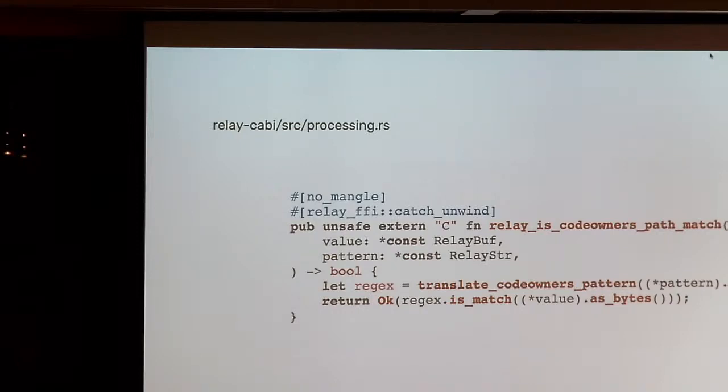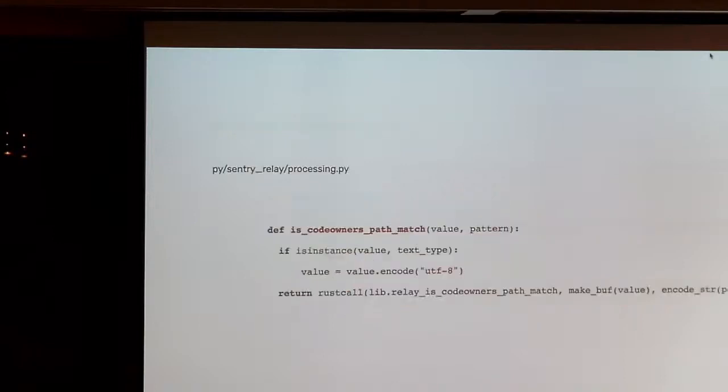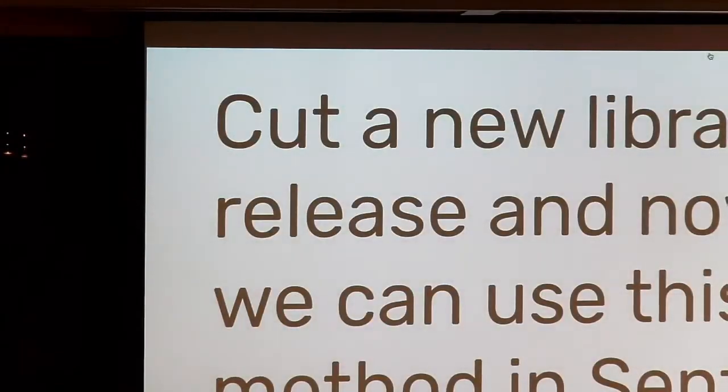The second one is our own relay FFI catch and unwind macro, which captures errors and panics in a thread local on unsafe functions. And then this is our Python library that calls the Rust functions. I don't know if you can see, but Rust call is just a utility function that handles calling our Rust code. So now we just have to cut a new library release, and we can use this method in Sentry.